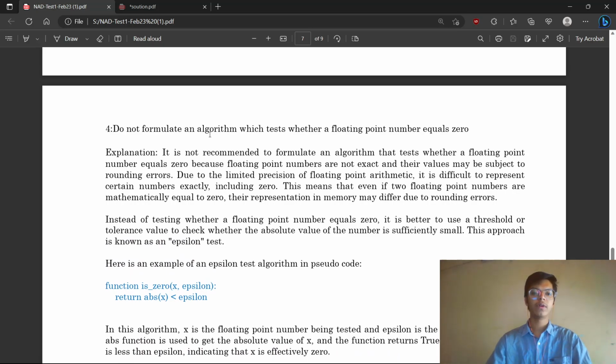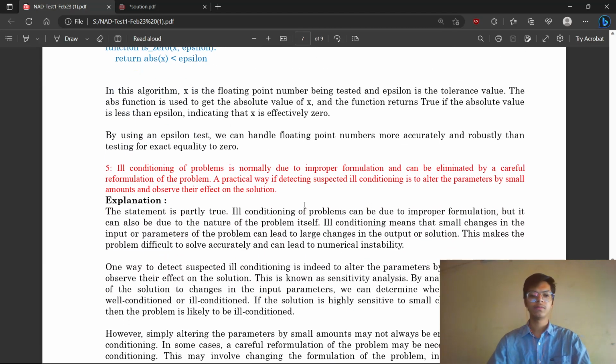Now the fourth one is: do not formulate an algorithm which tests whether a floating point number equals 0. This is true because floating point numbers are not exact and their values may be subject to rounding errors. Due to limited precision in floating point arithmetic, it is difficult to represent certain numbers exactly, including 0. This means that even if two floating point numbers are mathematically equal to 0, their representation in memory may be different due to rounding error.